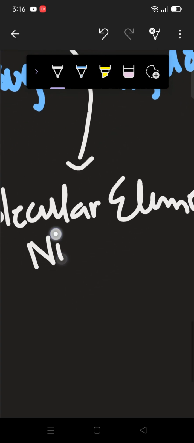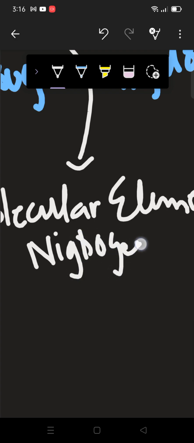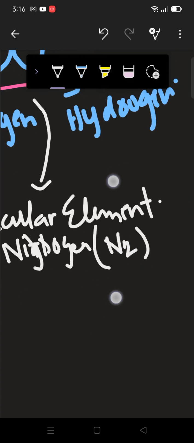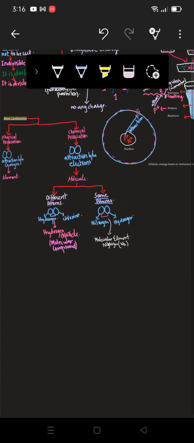And here the molecular element would be what? It would be nitrogen gas, N2. So what is the difference between a molecular element and a simple element? In the simple element, atoms combine together in a physical association, meaning there is no attraction between their electrons. However, in the molecular element, there is an attraction between their electrons and they are combined in a chemical association. That's why they are known as molecular elements.